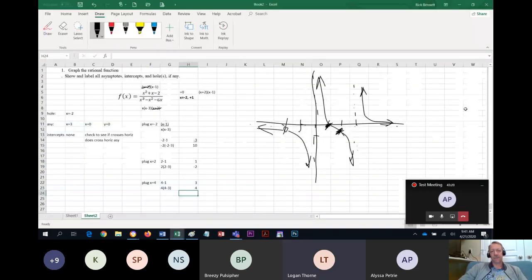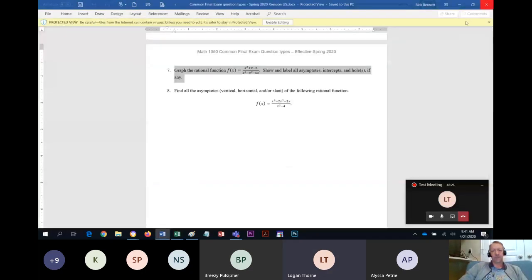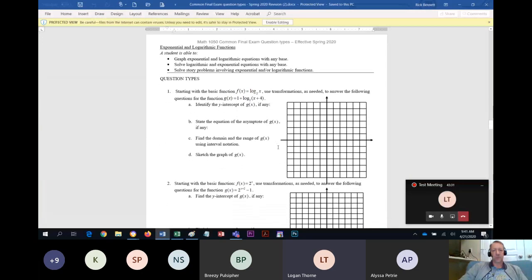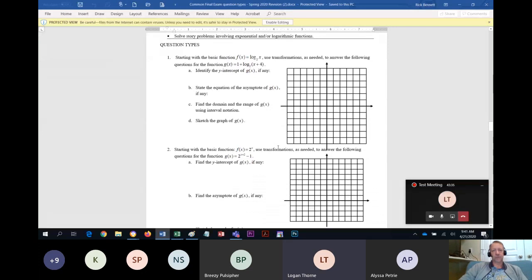Just below that, I think there's some graphing log functions, or like using transformations with logs. Okay. Can we just review that real quick? Which one do you want to do? Let's just do the first one.